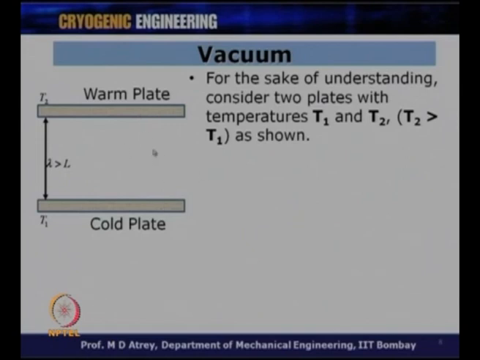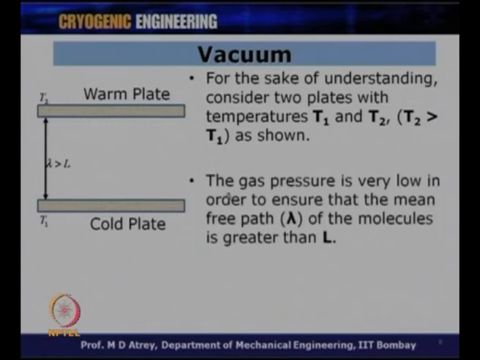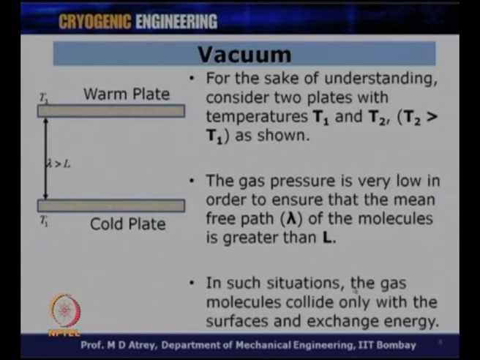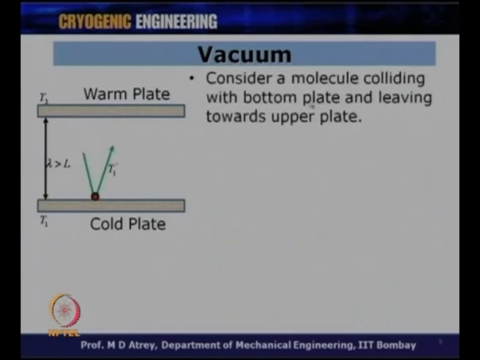Let us analyze the motion of a simple molecule in this case. The gas pressure is very low in order to ensure that the mean free path lambda of the molecule is greater than L. Therefore, lambda is more than L, which means that it is in the free molecular conduction zone. In such a situation, the gas molecules collide only with the surfaces and exchange energy. Alright, so consider a molecule colliding with the bottom plate and leaving towards the upper plate. Let us see a molecule which is shown by this red spot. The molecule has just hit the cold plate, and this cold plate is at temperature T1.